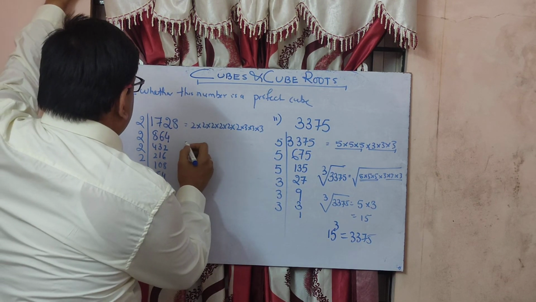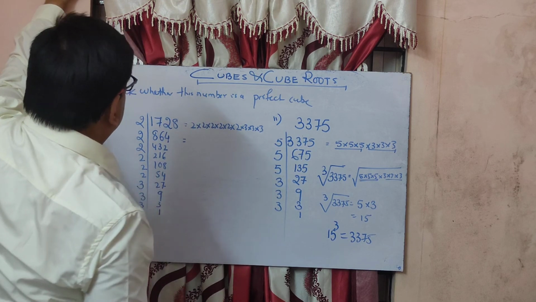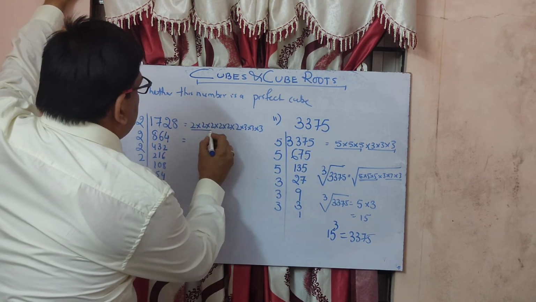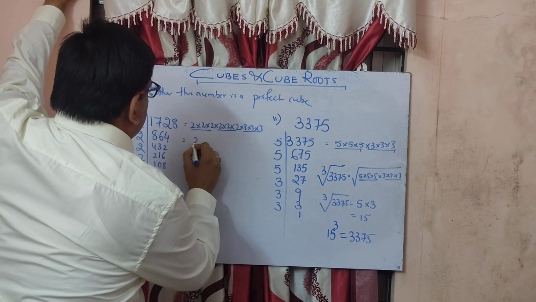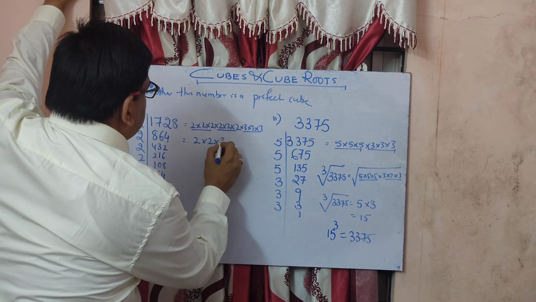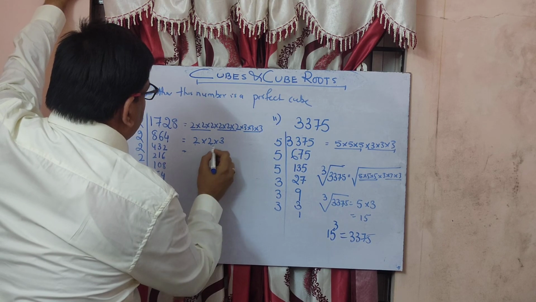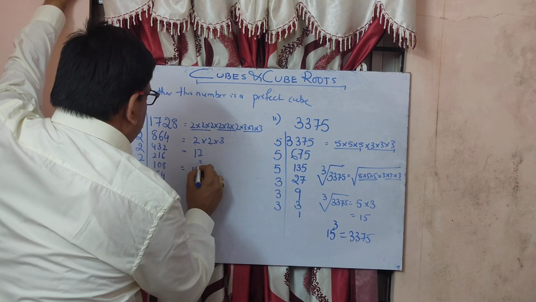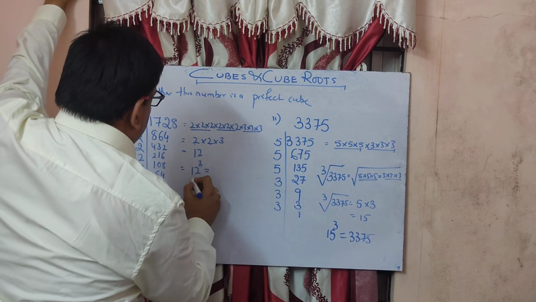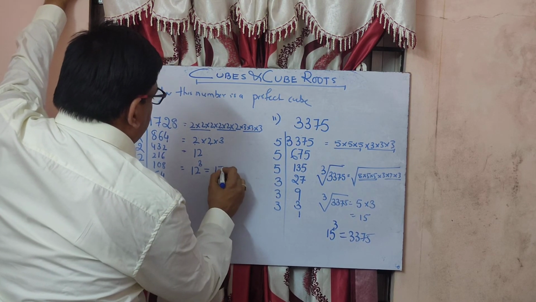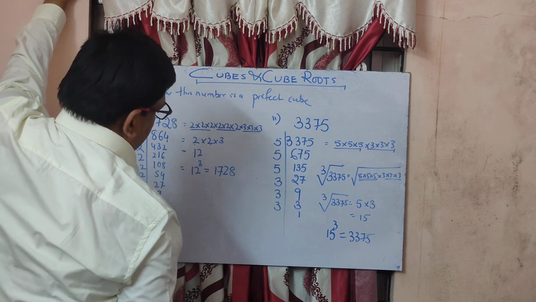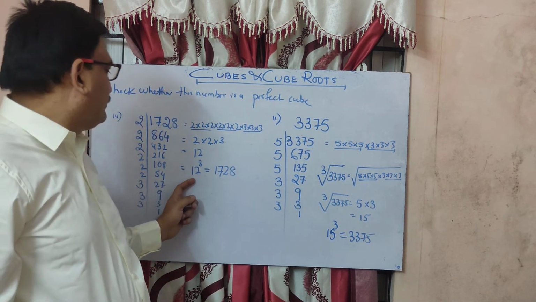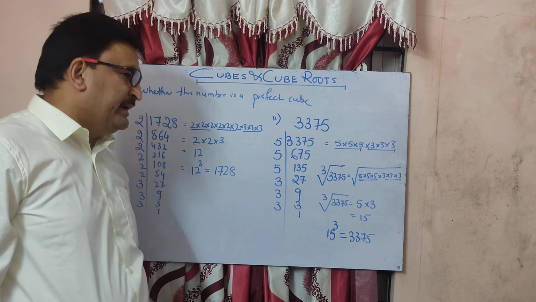So now if you wanted to find out this number is the cube of which number? So this is 1, this is 2, this is 3. So 2, 2 and 3. That is 2 to the 4, 4 3s are 12. So now if you write 12 cube, if you multiply 12 three times, you will get 1728. The cube of 12 is equal to 1728.